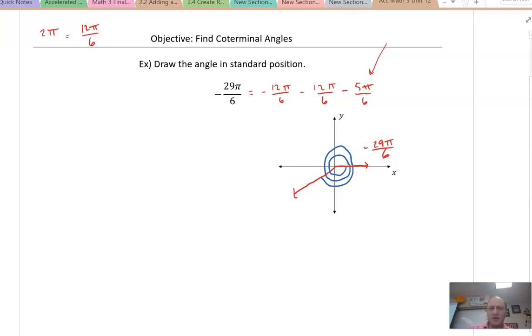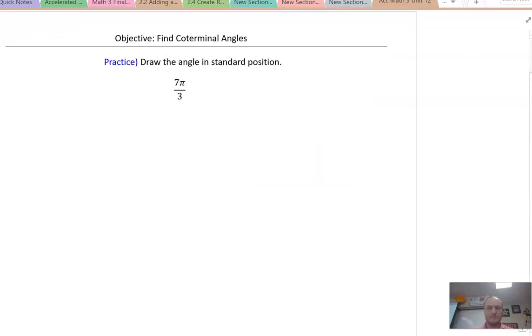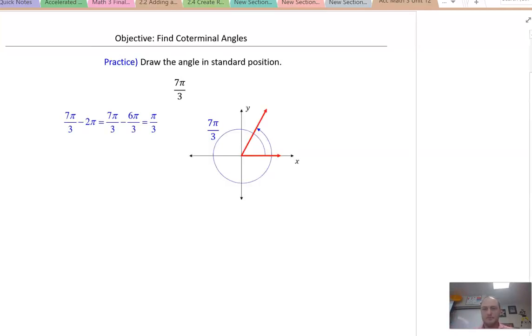All right. Okay, here's a practice problem. Please go ahead, draw this angle in standard position. Again, when you're trying to figure out where it is, convert your angles to that denominator. So 2 pi is going to be 6 pi over 3. All right, hopefully you tried it. Here's the solution.